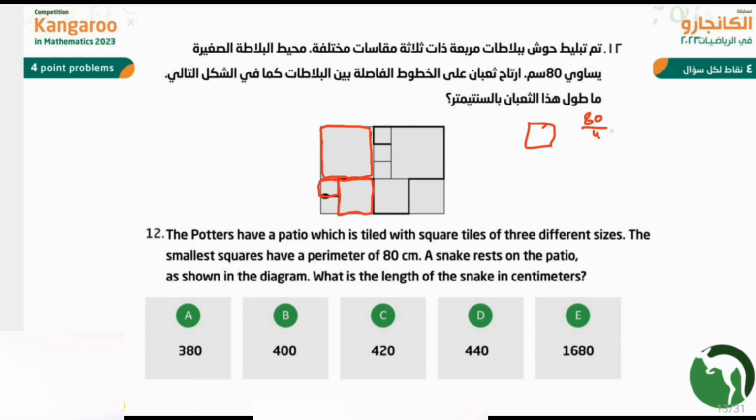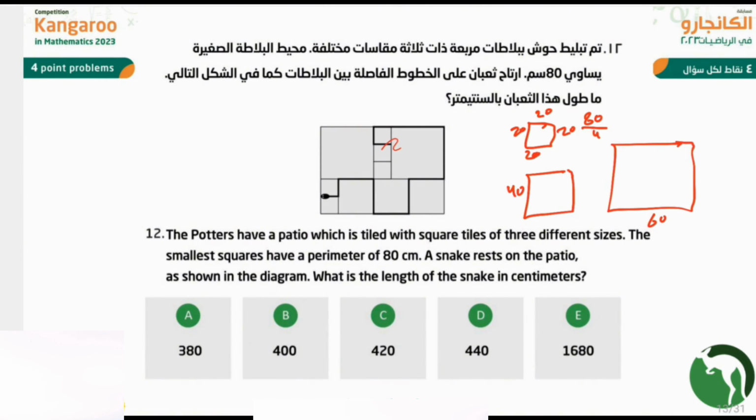As we can notice here, what is given is that the perimeter of the smallest square is 80. If we divide this by 4, because we have 4 sides, each side length will be 20. Now the medium square is equal to 2 small squares, so the side length for the medium square will be 40. The largest square is equal to one medium and one small square, so the side length for the large one will be 60.